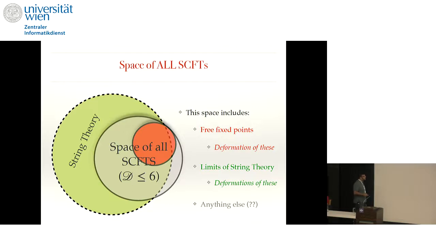And what we want to understand is what are the relative sizes of these circles in the Venn diagram. For example, is it really that this circle is smaller than the space of all SCFTs? Maybe in some sense it covers the space of all SCFTs. Are there things that we cannot engineer using neither Lagrangians nor string theory, and so on?